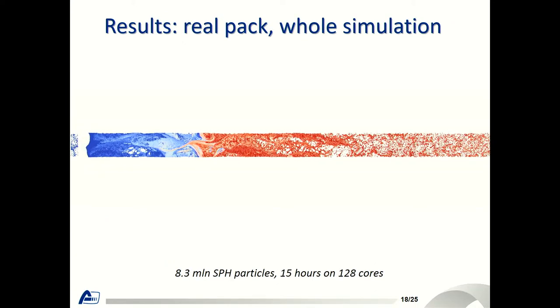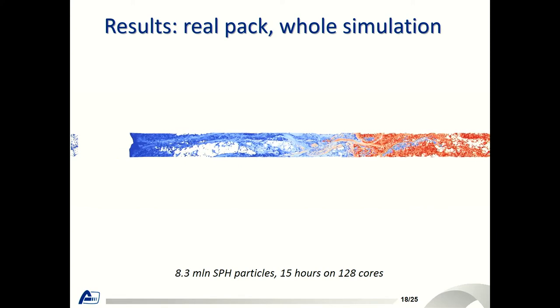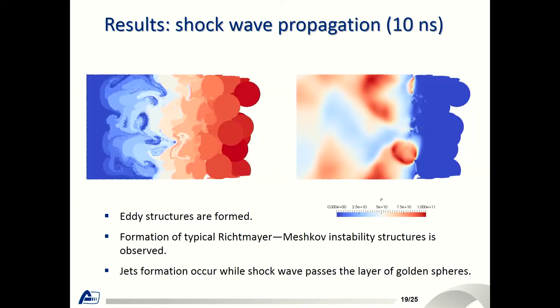The next result is a real pack, the whole simulation. I suppose that nothing can be understood from this video, so let's have a closer view. When a shock wave comes to the surface between spheres and plate, also eddy structures are formed, but they are not symmetric, not so regular. But the picture is the same as for a regular dense pack. On the right-hand side, you can see the pressure distribution picture.